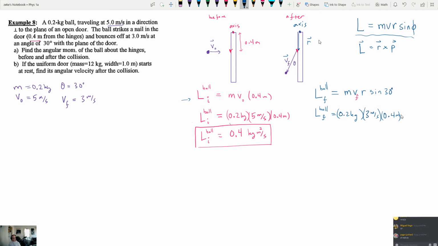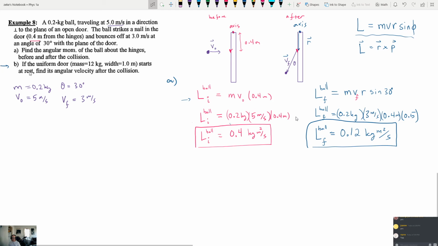And then that is multiplied by sine 30, which is a half. So this one is equal to... Does that look right? You all get the same answer? Okay. All right, so that we have the initial angular momentum of the ball, the final angular momentum for the ball. Okay, we've done part A. All of this is part A.